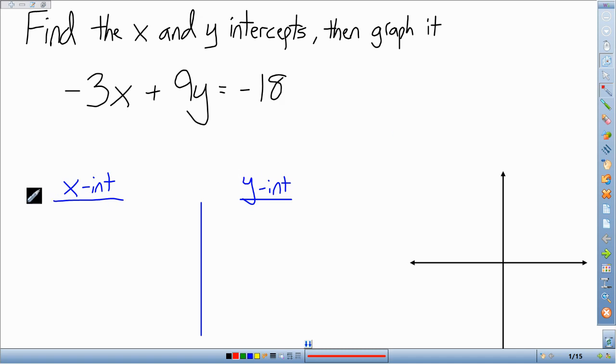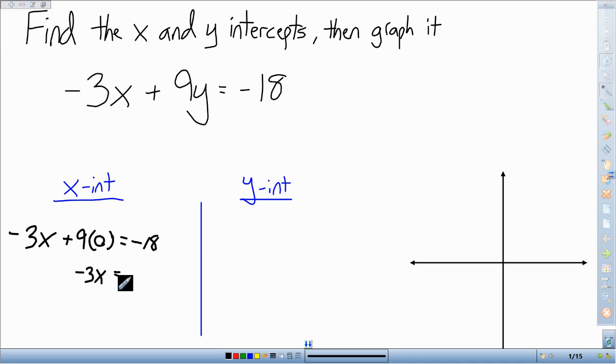All right, so let's start by finding the x-intercept again. That means we're plugging in 0 for y. So I'm going to rewrite this equation, negative 3x plus 9, but instead of y, I'm plugging in 0 equals negative 18. Okay, and then, pretty easy math from here. 9 times 0 disappears, so I have a negative 3x equals negative 18. Divide both sides by 3, and it looks like x is going to equal 6. Okay, and remember, go one more step and actually get the coordinate. That means my x-intercept, I have a 6 for x, and I plugged in a 0 for y. Okay, so that right there is the coordinate of my x-intercept.